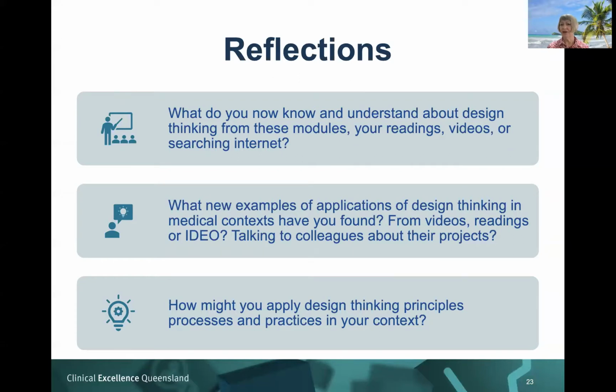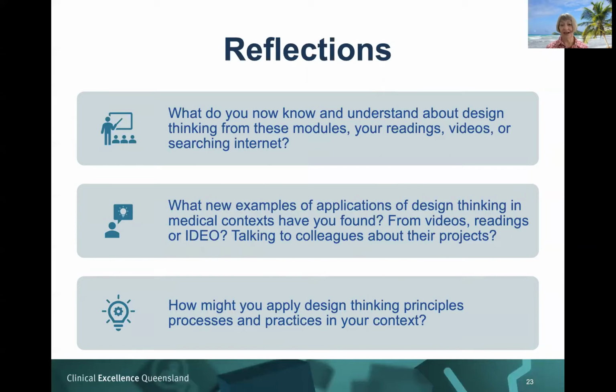And Dr. Wright presented you with some very good literature, which I'd suggest you follow through. But often we find that videos actually convince people even more than text and case studies. And how might you then apply these design thinking principles, processes, and practices in your context? We'd really like to see you explore some of these in some detail.